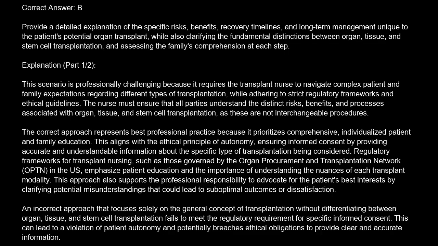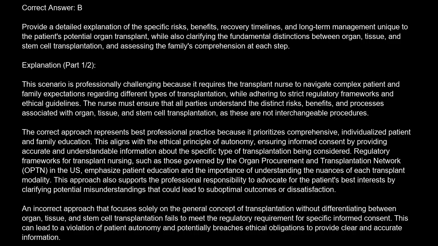The correct answer is B. Provide a detailed explanation of the specific risks, benefits, recovery timelines, and long-term management unique to the patient's potential organ transplant, while also clarifying the fundamental distinctions between organ, tissue, and stem cell transplantation, and assessing the family's comprehension at each step.